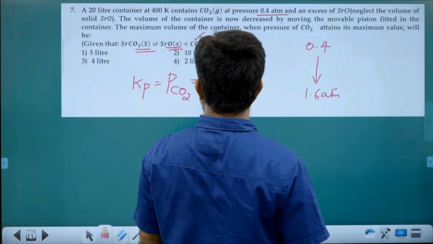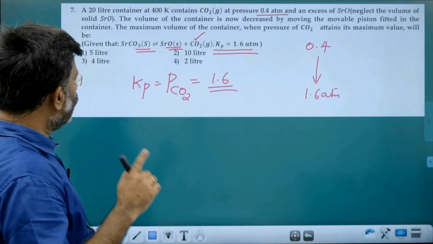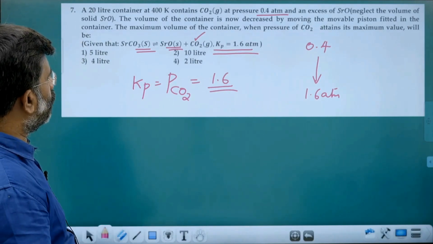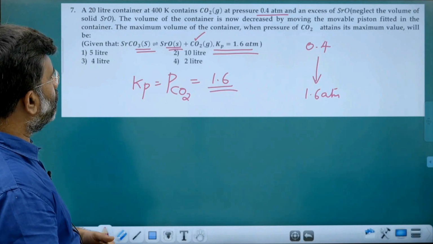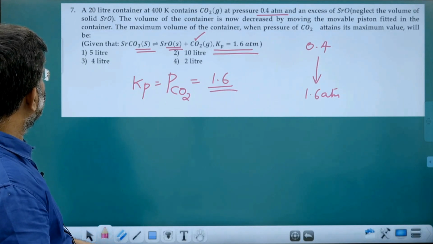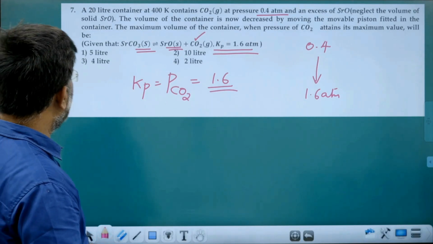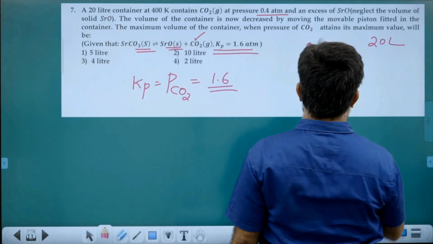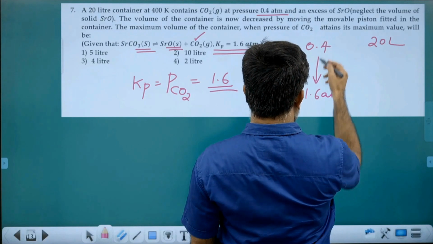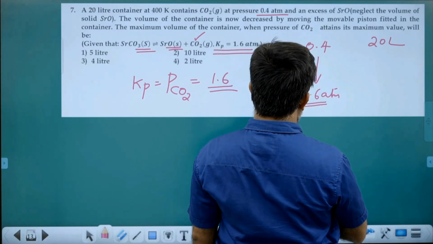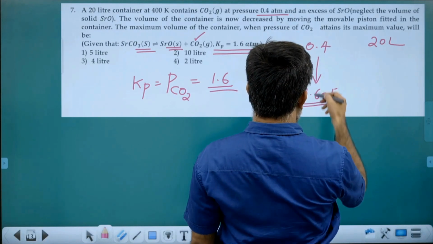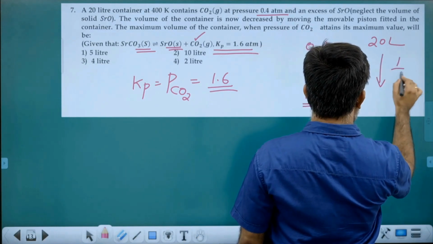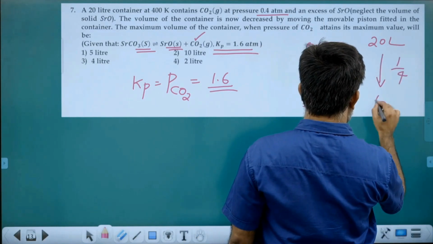What is the question? The maximum volume of the container when the pressure of CO2 attains its maximum value. Now the volume of the container here is 20 liters. So the pressure increases by 4 times, isn't it? Therefore, the volume decreases by 1 by 4. So it is 5 liters.